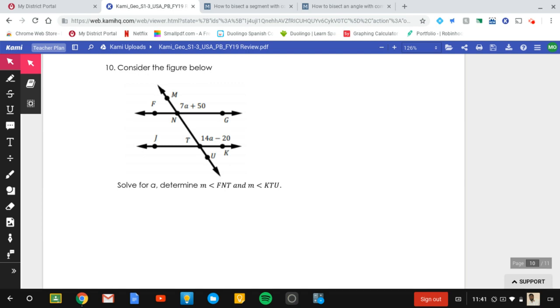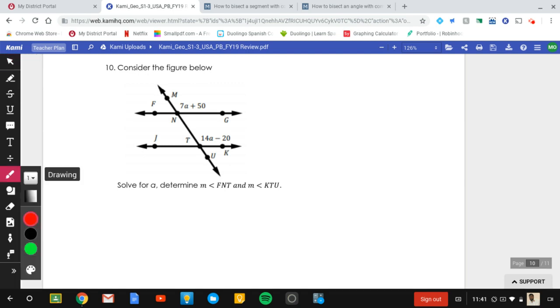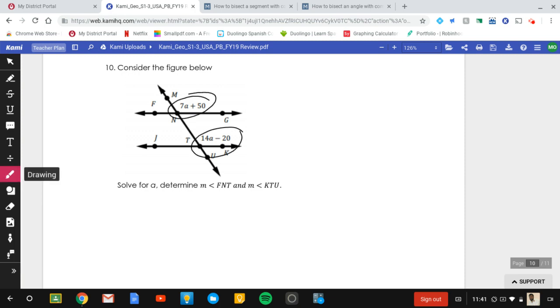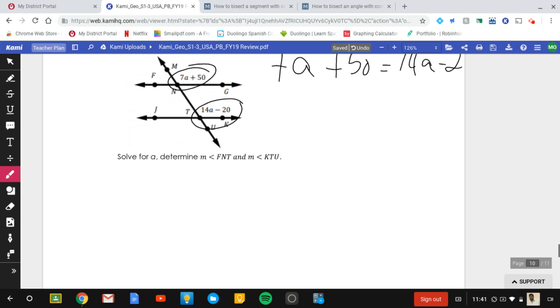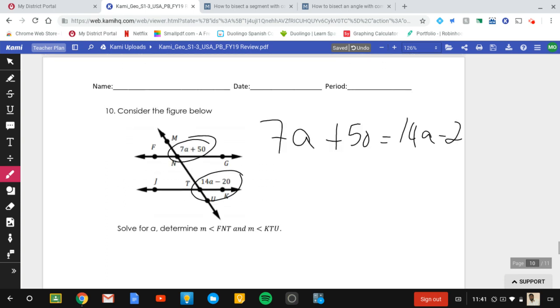We need to find a relationship between our angles. What do we know about our angles? Okay, these angles, if you remember, are corresponding angles. If they're corresponding angles, how do I find A? They're congruent. So we can say 7A plus 50 is equal to 14A minus 20. Okay, from here on out, all I have to do is solve for A, right?